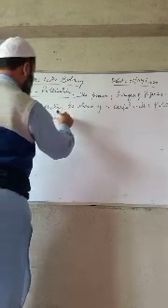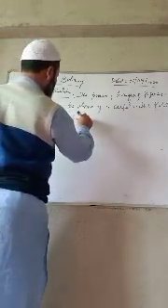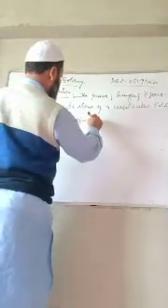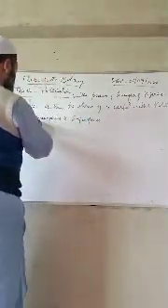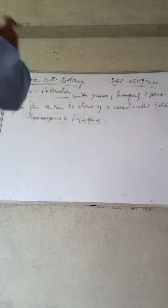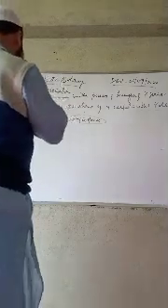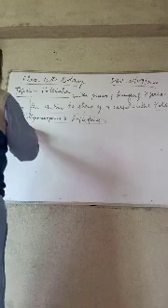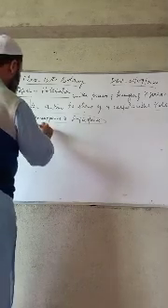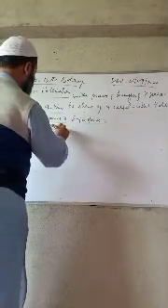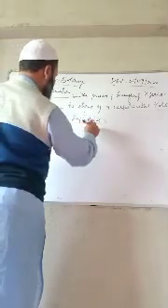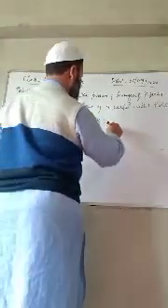Out of the various groups of plants, that is algae, bryophyta, pteridophyta, gymnosperms and angiosperms, pollination is the characteristic of gymnosperms and angiosperms only. Now this pollination is of two types: self-pollination and cross-pollination.